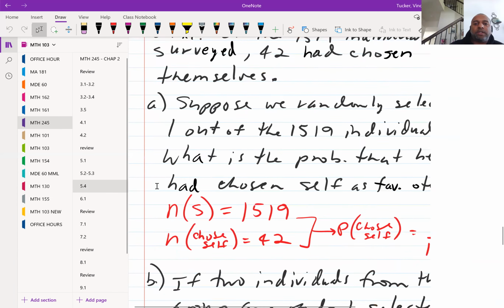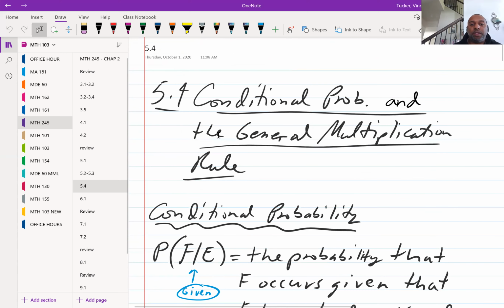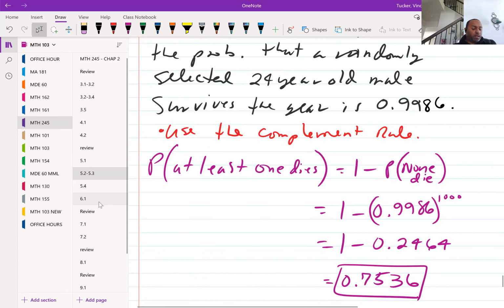Next class, we'll get into 5-4, and that's going to deal with probabilities of events that are dependent. So here we have conditional probability. We'll look into that next class.